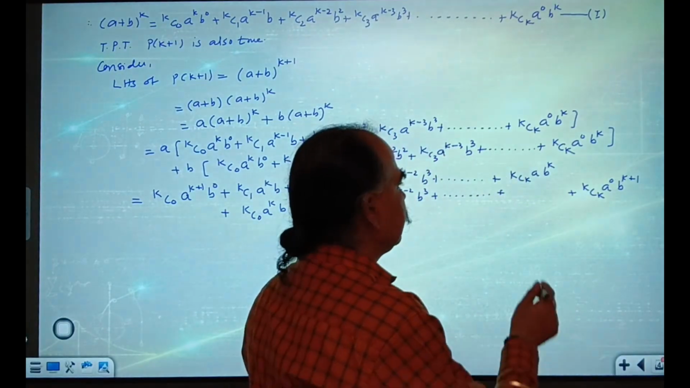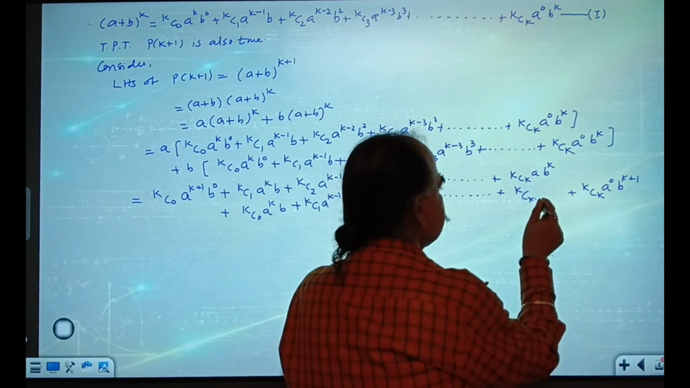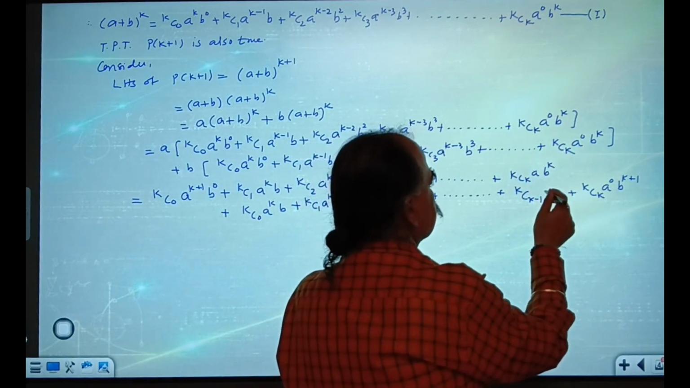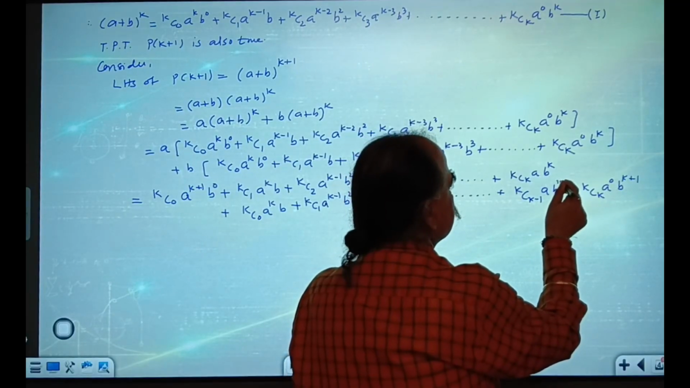And before this what we had? We had KC(K-1) A raised to 1 B raised to K minus 1. So A B raised to K minus 1 into B will give you what? B raised to K.